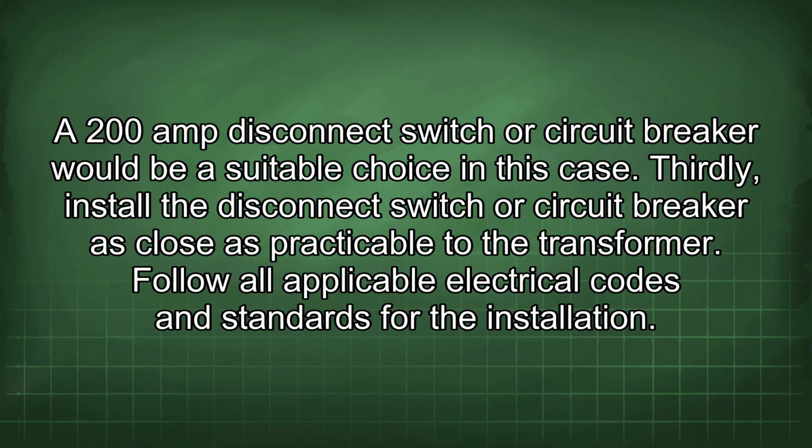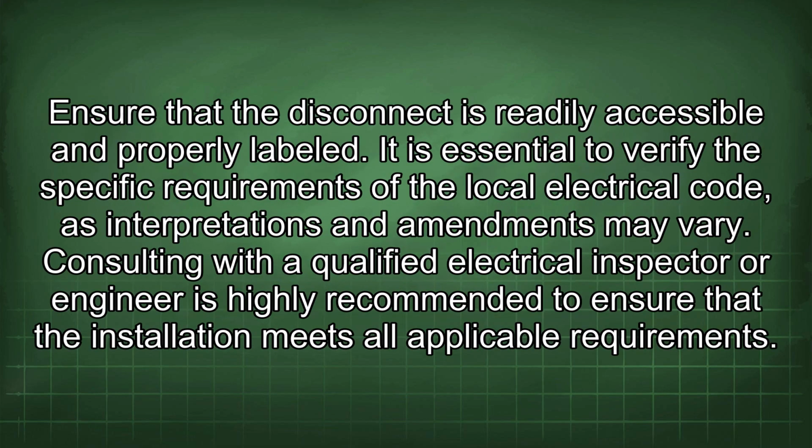Thirdly, install the disconnect switch or circuit breaker as close as practicable to the transformer. Follow all applicable electrical codes and standards for the installation. Ensure that the disconnect is readily accessible and properly labeled. It is essential to verify the specific requirements of the local electrical code, as interpretations and amendments may vary. Consulting with a qualified electrical inspector or engineer is highly recommended to ensure that the installation meets all applicable requirements.